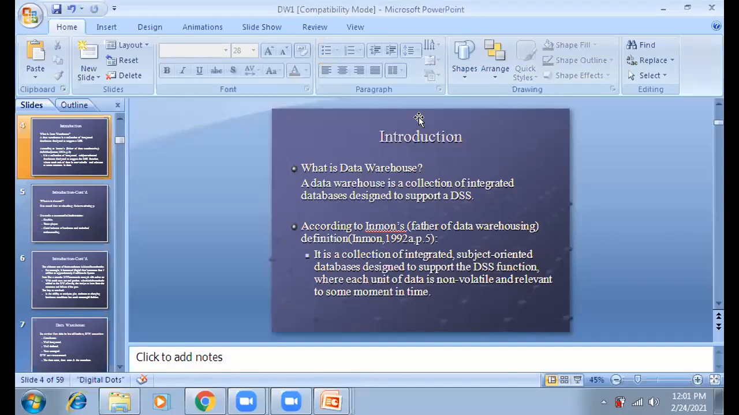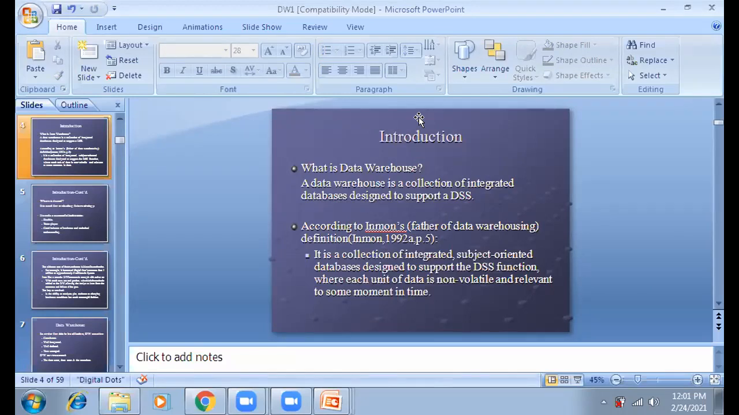The first feature is that each and every data warehouse must be subject oriented. Second feature is it should be integrated. Third, the data warehouse should be time variant. And the fourth feature is that the data warehouse should be non-volatile in nature. I'm going to discuss each and every one of these terms. First I'm going to discuss subject orientation. What is subject oriented? What do you mean by subject oriented?